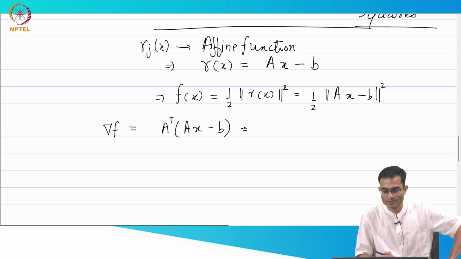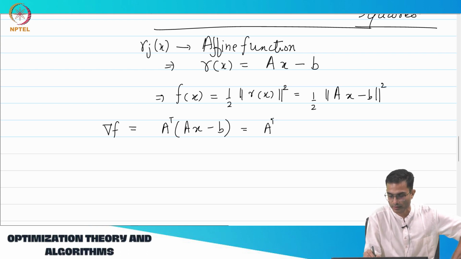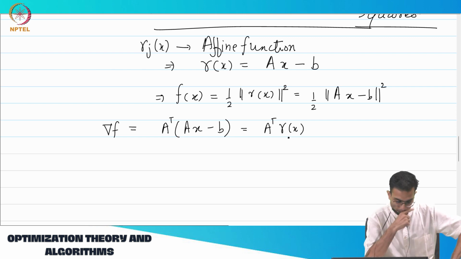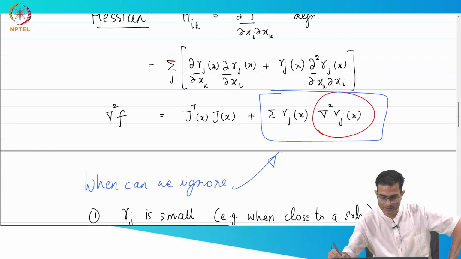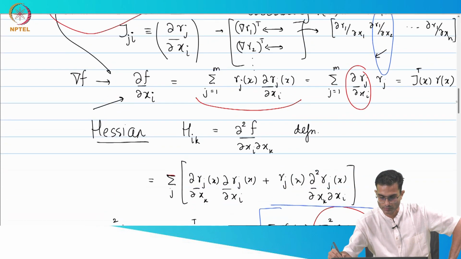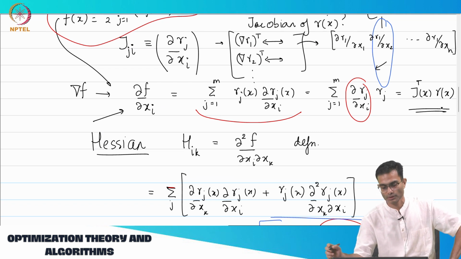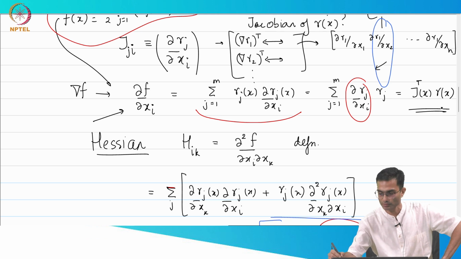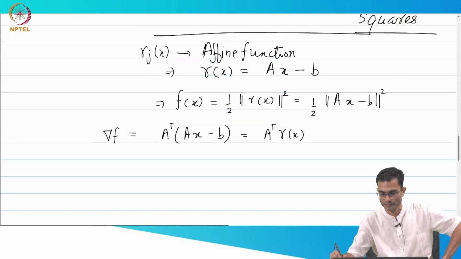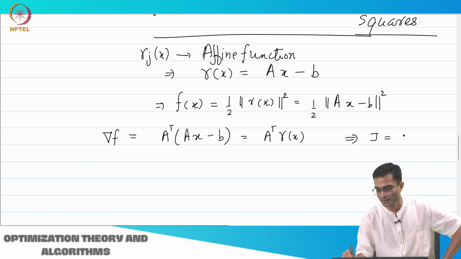Now Ax minus b is also my residual, so I can write this as A transpose r(x). If I look at the language of least squares over here, in a linear least squares problem, this was J transpose r. Not surprisingly, here I have A transpose r. So it implies simply that the Jacobian is the same as A.